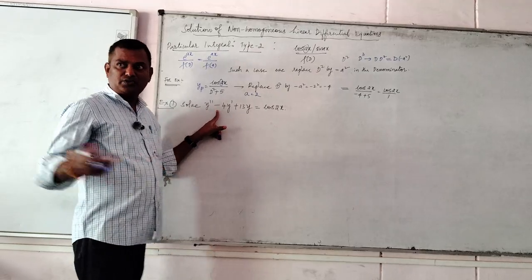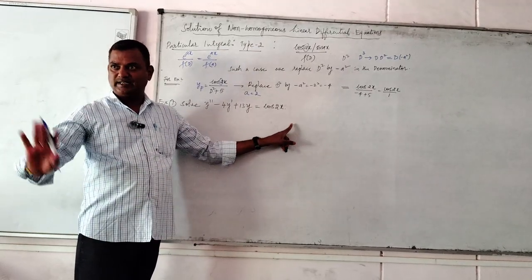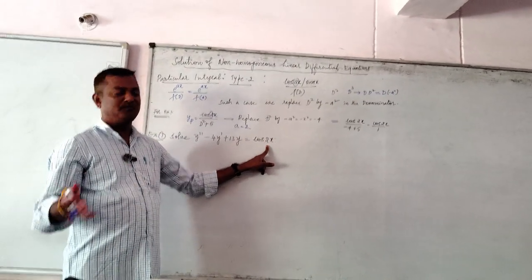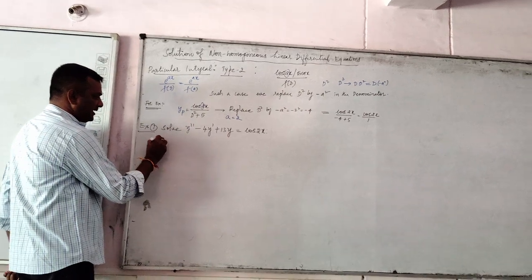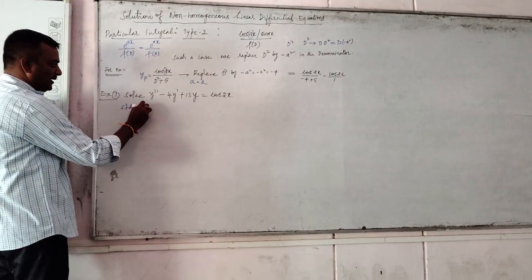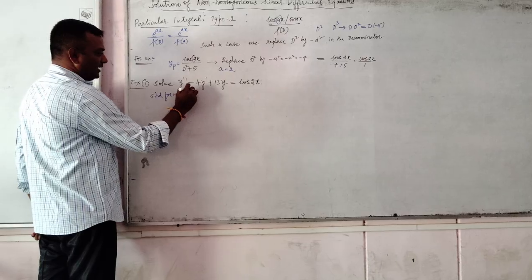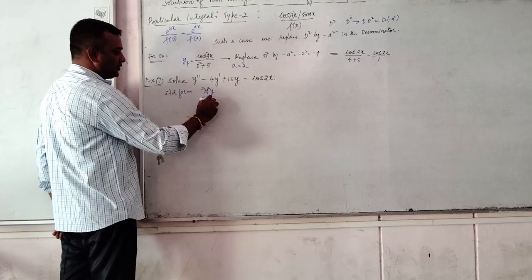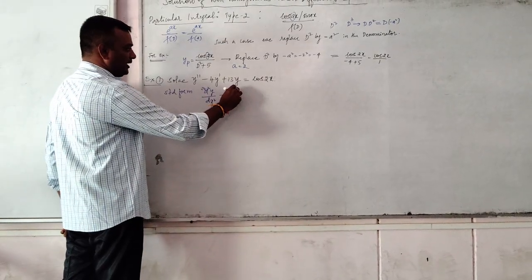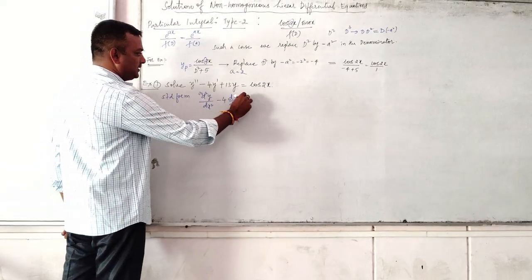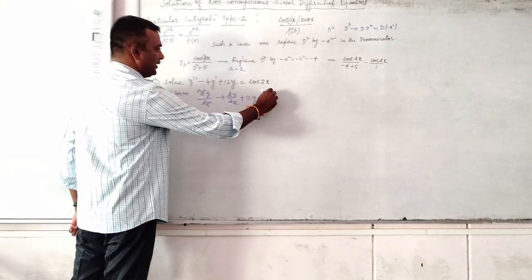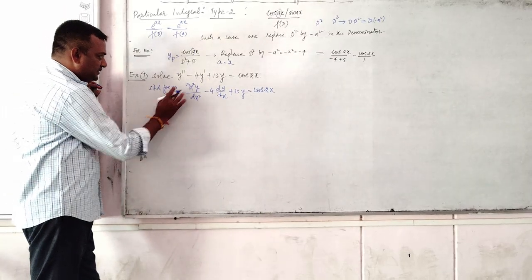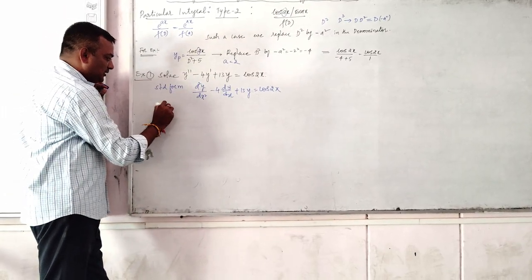So as usual, how to solve this example? This is non-homogeneous, right? The right side is not equal to 0. If it is equal to 0, we call it homogeneous. So first you need to express it in standard form. What is standard form? You people are already aware. You can write y double dash, that is d square y by dx square, minus 4 dy by dx plus 13y is equal to cos 2x.